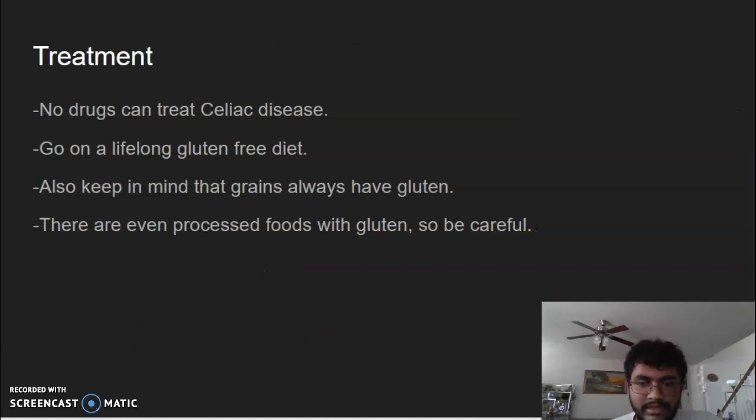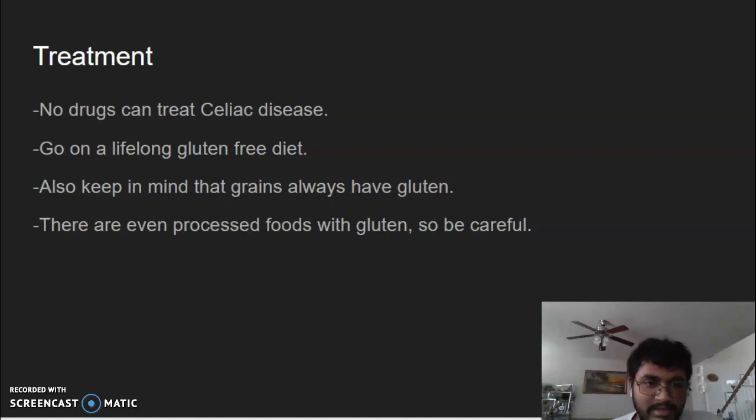So treatment. Unfortunately, no drugs can treat celiac disease, but you can go on a lifelong gluten-free diet. This is the best option you can possibly do. Not because it's the only option. Well, it is the only option. But anyway, this is because it basically cures the disease. However, if they continue eating gluten again, unfortunately their symptoms are going to come back, and they will have a relapse.